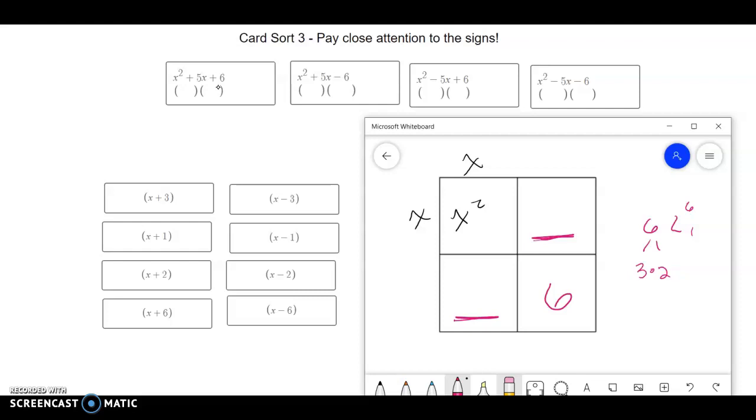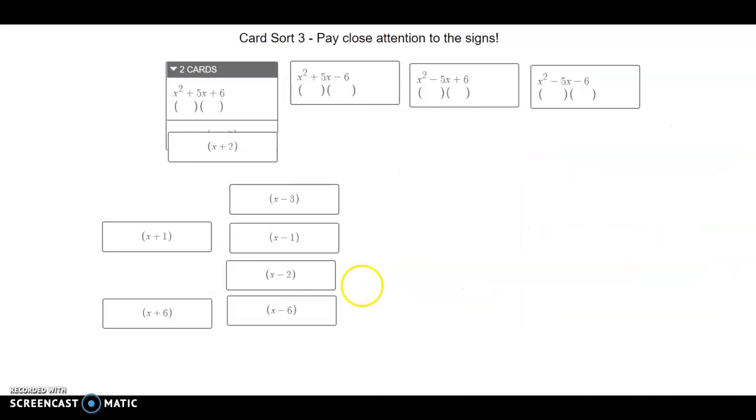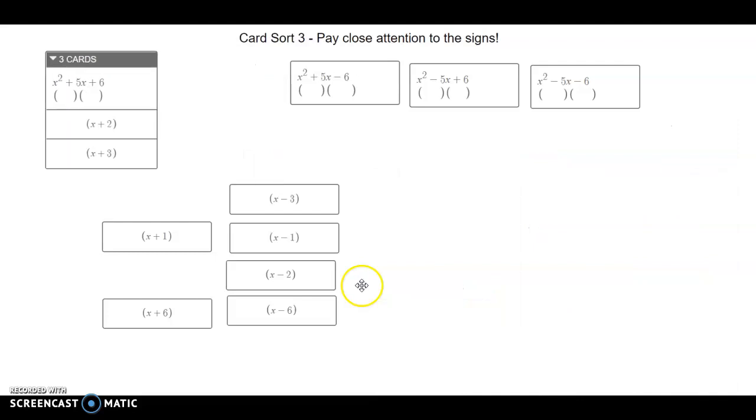Well, let's see. I know that if I added 5 and 6, that would give me 7. So 3 and 2 will actually give me 5. So let's do plus 3 and plus 2. So this would give me 3x. This would give me 2x. 3x plus 2x gives me 5x. So I know that I need to have x plus 3, and I need to have x plus 2 for the first one here. Perfect.